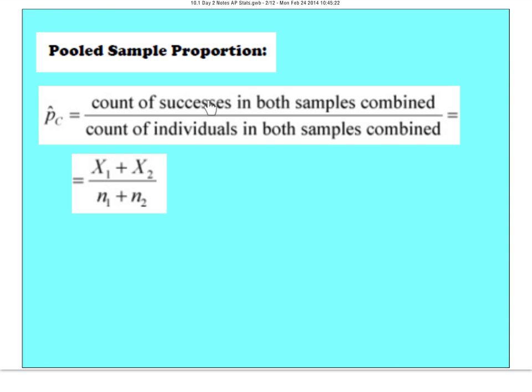Take the count of successes in both of our samples combined at the top, and then the count of the individuals in both samples combined at the bottom. So you're going to compute what's called the pooled proportion, which is our successes on the top over both of our sample sizes combined. And let me show you why we need that.